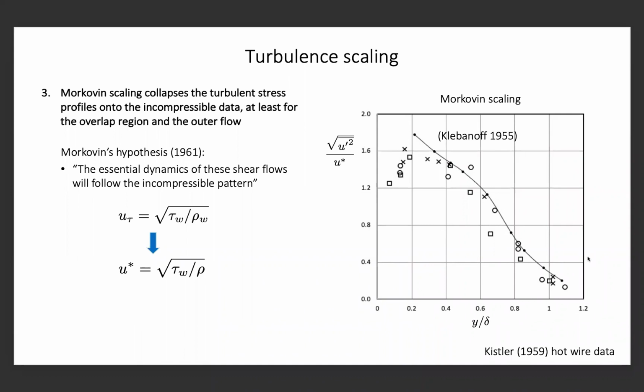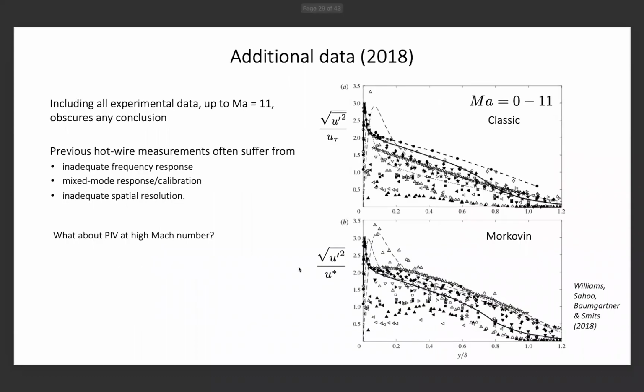Okay, now let's look at all the data that's available. And we go from a Mach number of 0 here to a Mach number of 11. And you can see that going from classic scaling to Morkovin scaling maybe improves things a little bit, but it's hard to be really conclusive about anything. And it's because measurements of turbulence in supersonic flows are just really hard to make. Often inadequate frequency response, so it's sensitive to temperature and velocity, and these shear layers are usually rather thin, so you've got inadequate spatial resolution.